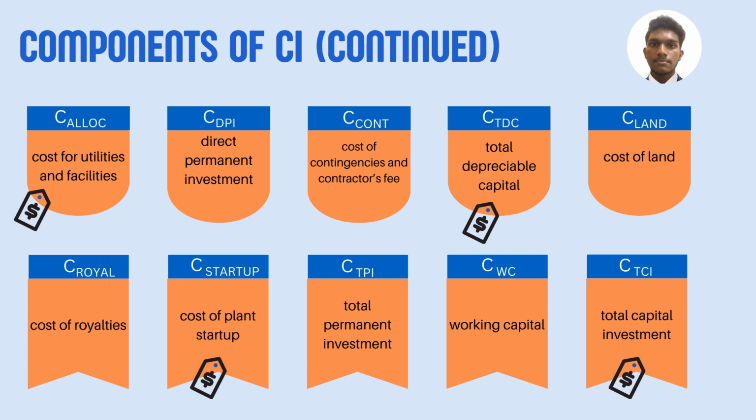And the next one is the cost for working capital, which is the funds required to cover early operating costs, which includes inventory costs and funds for accounts receivable. And finally, we have the total capital investment. That's all for the components of capital investment.